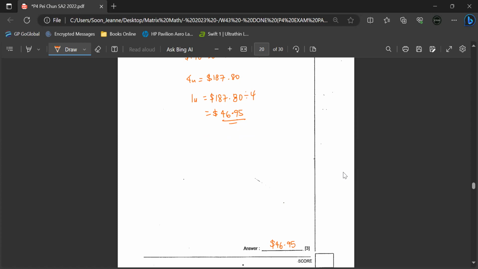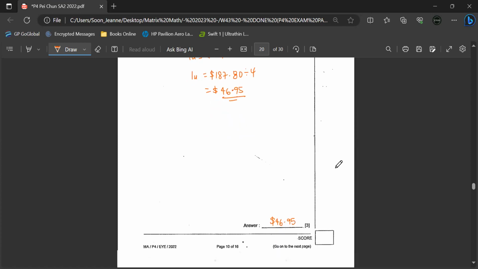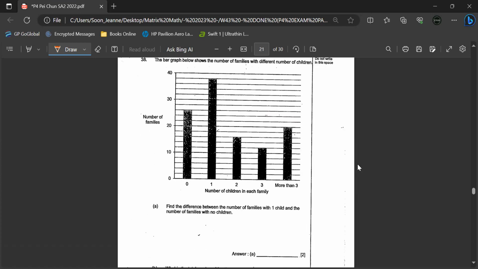So you just write down here, $46.95. Okay. Question 38. The bar graph below shows the number of families with different number of children. Okay, so these are the number of families, these are the number of children. So find the difference between the number of families with 1 child and the number of families with no children. Before we do our work, make sure you find the value of each group.